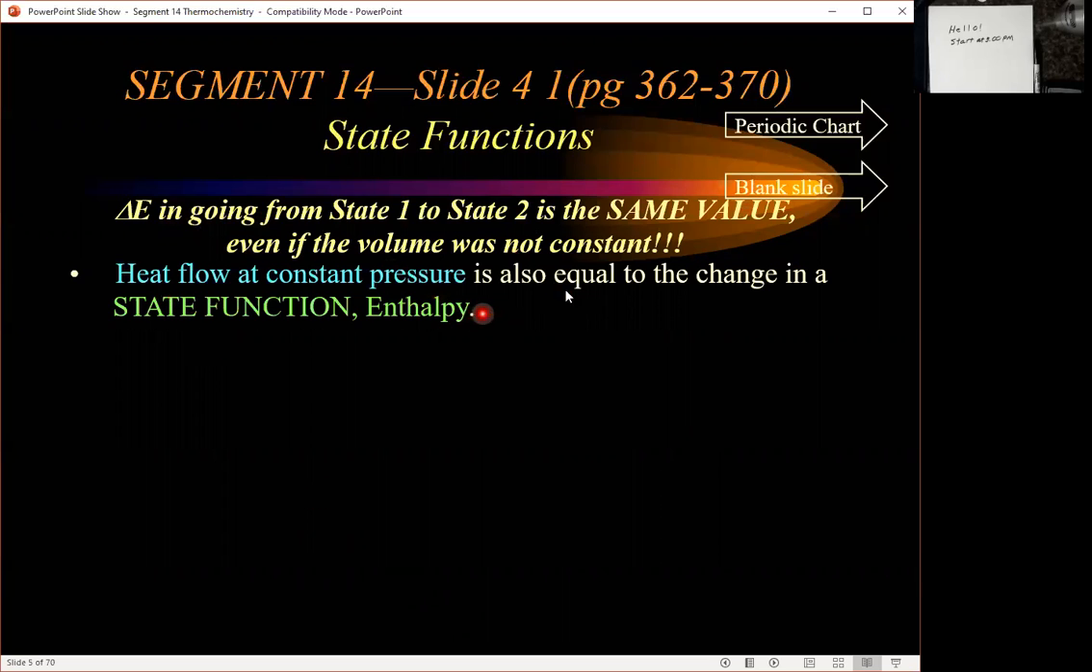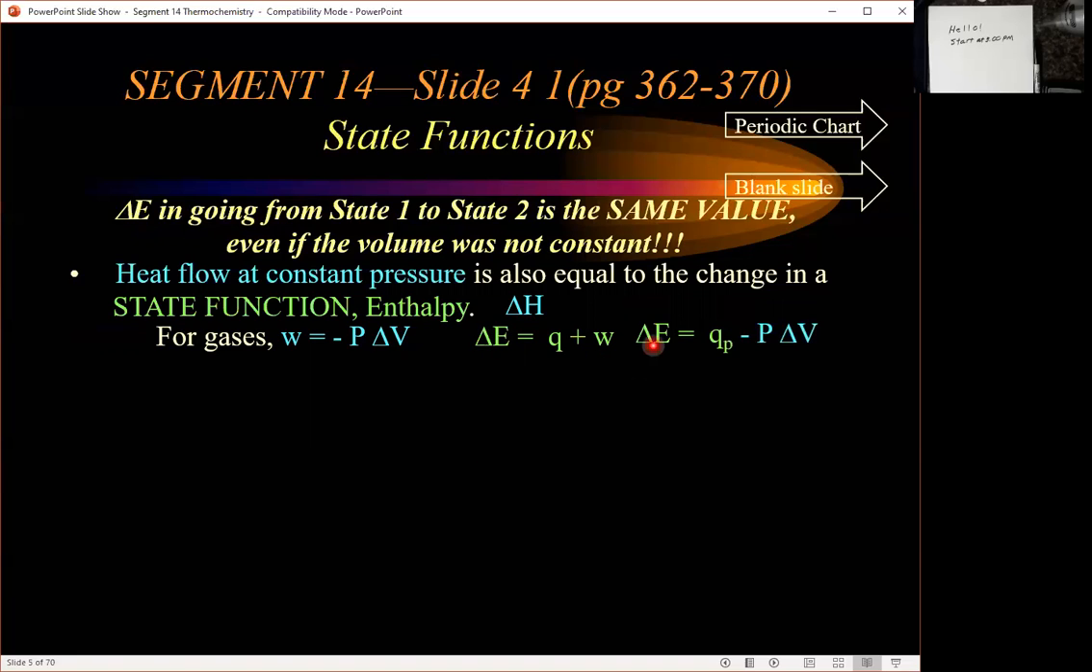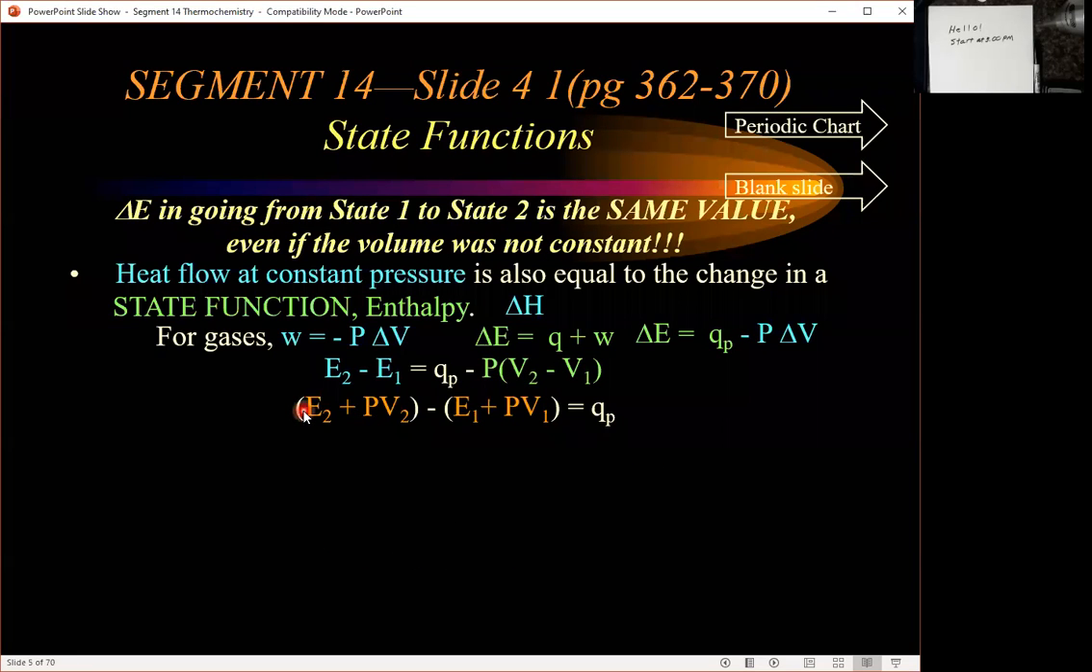So heat flow at constant pressure is also equal to a change in a state function. It's called enthalpy. Enthalpy: delta H is delta E plus delta PV, or P delta V. Delta E is Q plus W. So I can put some stuff together. Delta E is Q at constant pressure minus P delta V. So E2 minus E1 is equal to Qp minus P times (V2 minus V1). Plug the numbers in, and I get (E2 plus PV2) minus (E1 plus PV1) is equal to Qp.